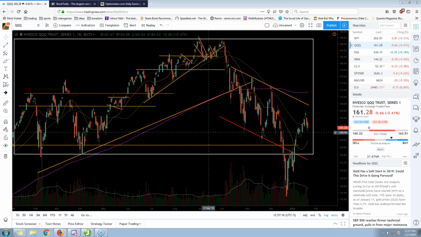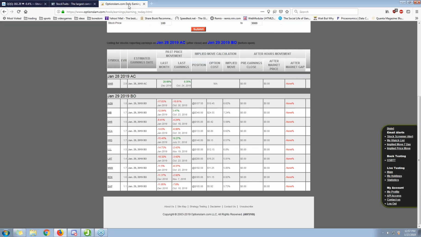I don't think there's much more to add to the Qs. I think the Qs are going to move a lot more next week when we see Apple and Amazon. I'm not sure. I think Amazon and Apple report next week. I'm not sure if Google is also. Let's take a quick look.